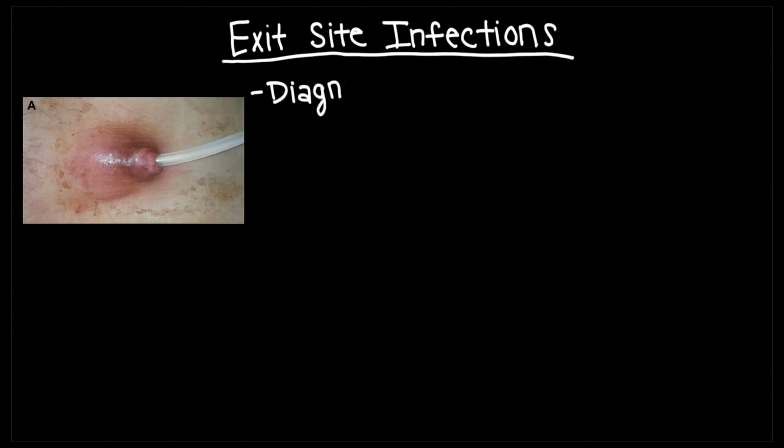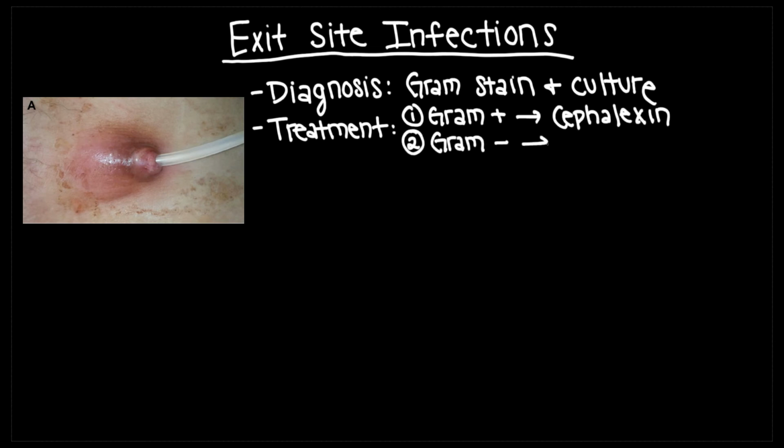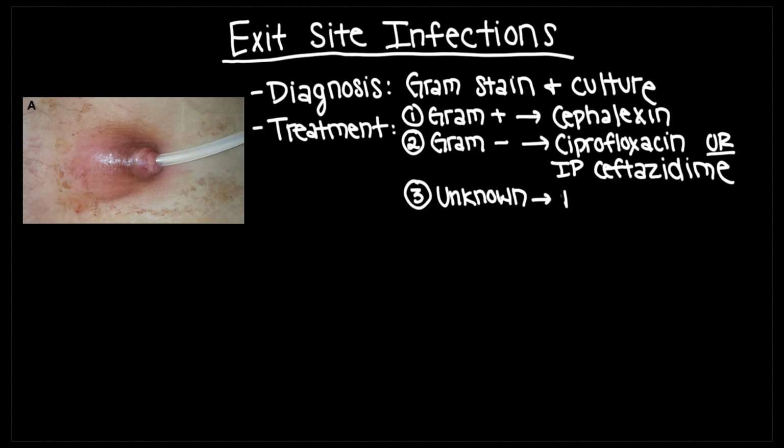These infections are diagnosed with gram stain and culture of the effusion. The treatment is based on the microbiology. The most common cause of these infections is gram-positive organisms from the skin, like Staph aureus. We treat these infections with cephalexin. Gram-negative pathogens like E. coli and Pseudomonas are treated with ciprofloxacin or intraperitoneal ceftazidime. If the gram stain is unavailable, we treat for both. The duration of treatment is a minimum of 2 to 3 weeks or until the infection is completely resolved.